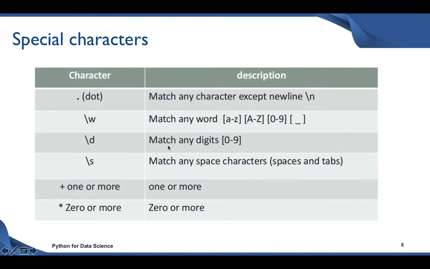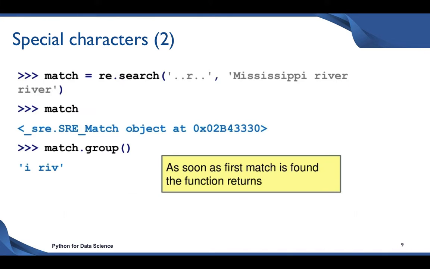And \d will match any digit ranging from 0 to 9, and \s would match any space character, right? Plus means one or more occurrences, and star means zero or more occurrences. So let us try to see what this means.